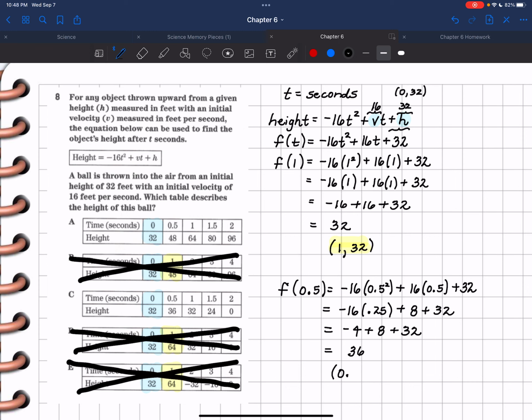So do we have a 0.5 paired with a 36? We sure do. It is option C. A cannot be the right answer because it puts 0.5 with 48, and that is not what we came up with. We need 0.5 with 36. So the answer I'm looking for, number 8, is C.